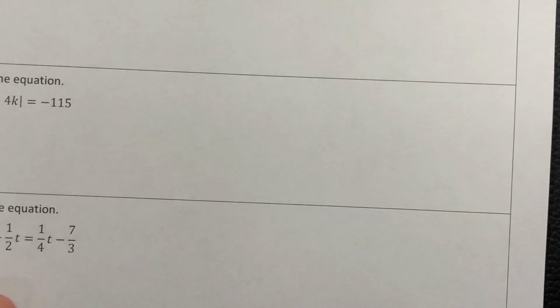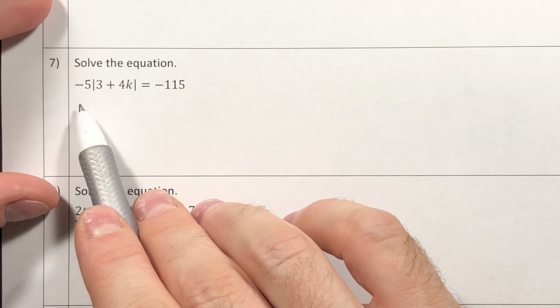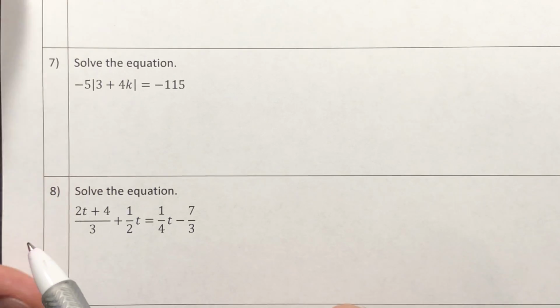And the last one that we're going to be looking at is going to be number 7. So number 7 says, solve the equation. Right here, it looks like we have absolute value brackets.